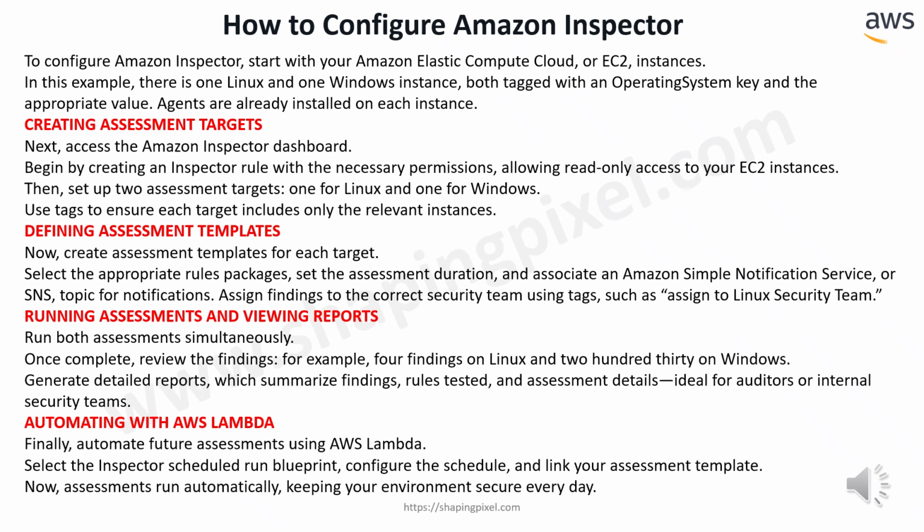To configure Amazon Inspector, start with your Amazon Elastic Compute Cloud, or EC2, instances. In this example, there is one Linux and one Windows instance, both tagged with an operating system key and the appropriate value. Agents are already installed on each instance.